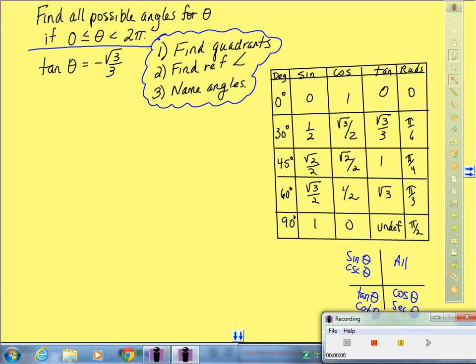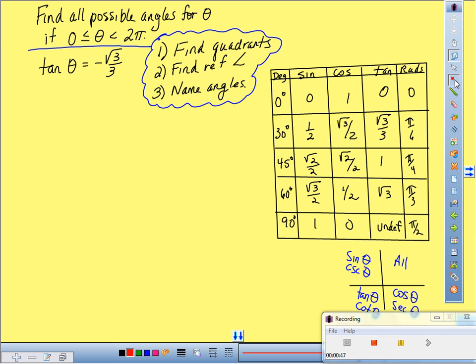We're also going to be looking at, in this case, where tangent would equal a negative square root of 3 over 3. I've rewritten the 3 rules it takes for doing this. We first need to determine our quadrants. So how do we figure out what quadrants this angle might fall in? Well, since we know that tangent is negative, this one must be in quadrants 2 and 4. Those are the quadrants where tangent is negative.